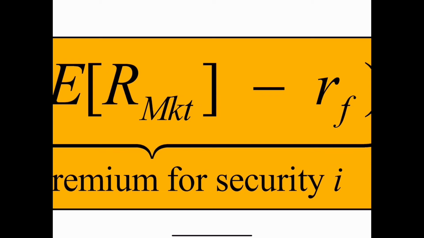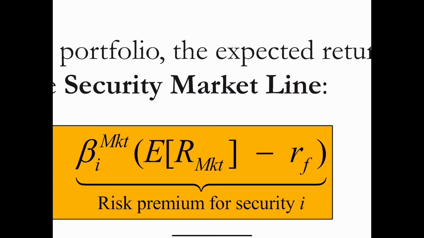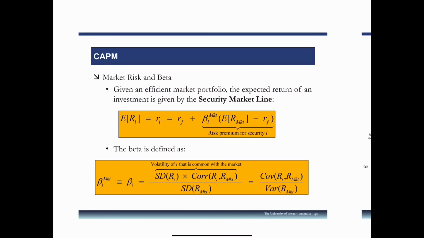And the term in the middle, expected return of the market minus RF, is the market risk premium. For the market, the beta will be one, because the beta of the market with itself is just one. The beta, as we show over here, is the volatility of stock I that is common with the market: the standard deviation of I times the correlation of I and the market over the standard deviation of the market, which equals the covariance of R I and R market over the variance of R market, right? That's the official definition of beta, to quantify the systematic risk.